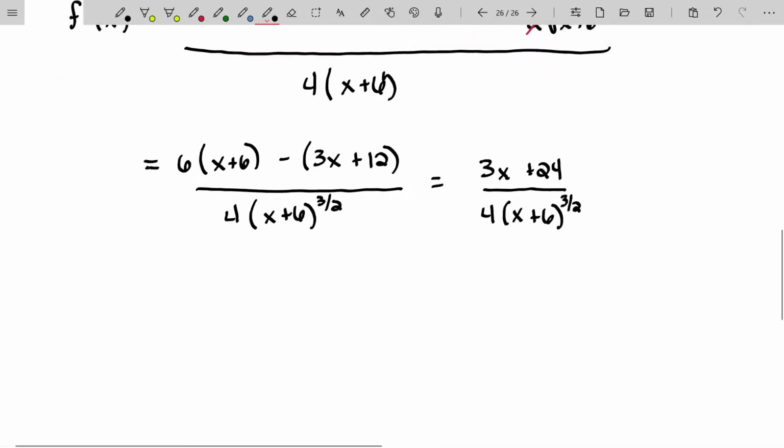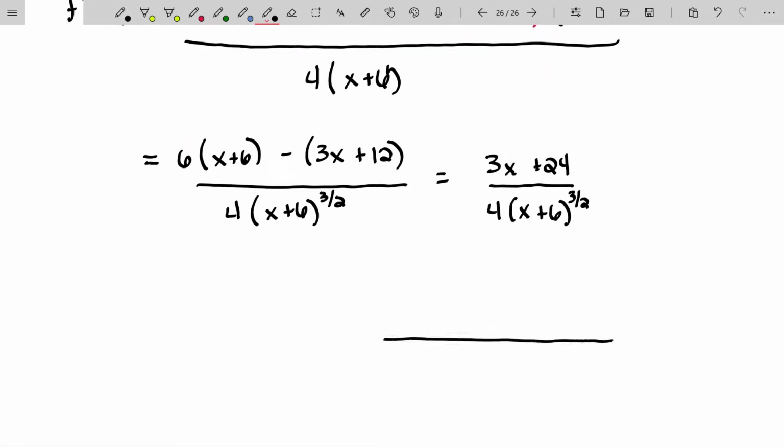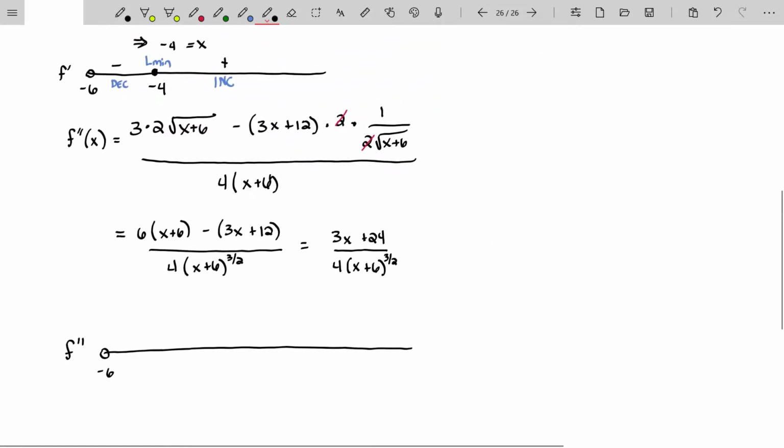And now I'm going to go ahead and draw out that number line. Make the little note here that, again, it's not defined at -6. There's f double prime. The numerator becomes 0 when x is -8. So that's actually outside of our interval. I don't have to worry about that. That's actually very nice. Again, just want to say it out loud.